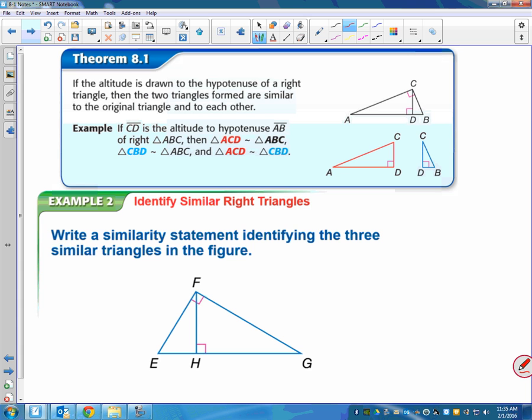But on your homework today, you have this exact same type of question. Given this picture, can you write a similarity statement identifying all three triangles, mostly making sure you match up the corresponding angles, right? And if it helps you, you can separate them. If you can do it without looking, you can do it without looking.